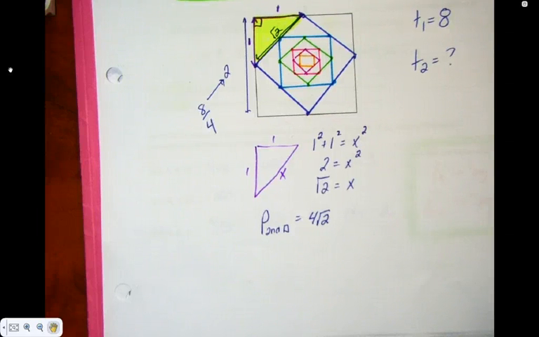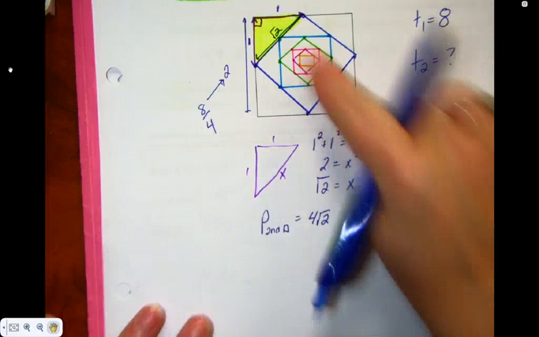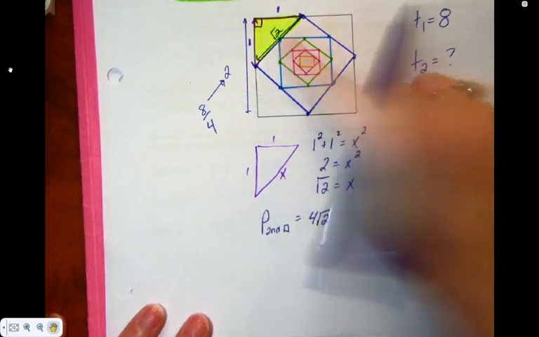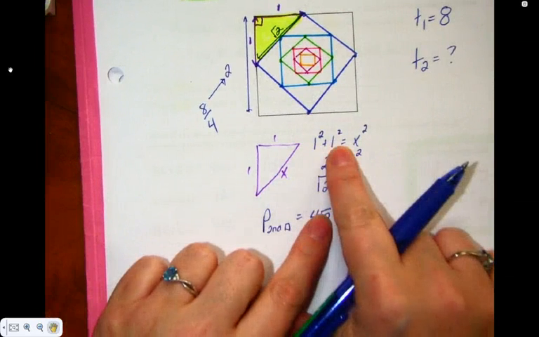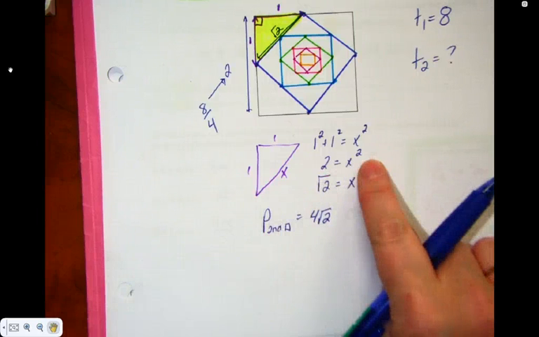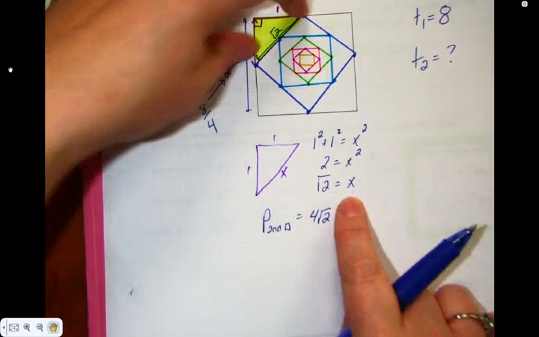I'm so confused. Back it up. Where are you unconfused? Do we understand where the root 2 came from? Okay, so 1 plus 1 is 2. And then how do you get rid of a squared? You square root it. So we figured out this side here is root 2.